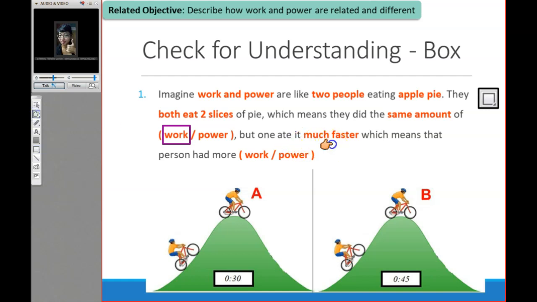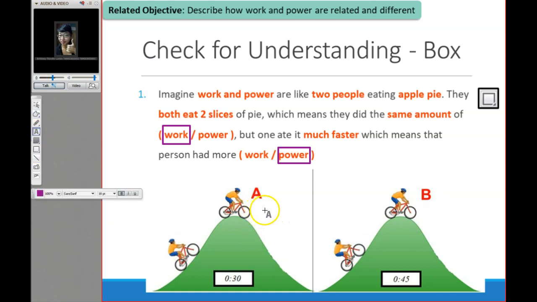However, one ate it much faster, which means that person that ate it faster has more what? Work or power? Yeah, exactly. They have more power. So same thing you can see down here. Both of these bikers are going to the top of the hill, but one of them does it in 30 seconds and one does it in 45 seconds. Who has more power? A or B? Tell me in the chat box. Yes, person A has more power.